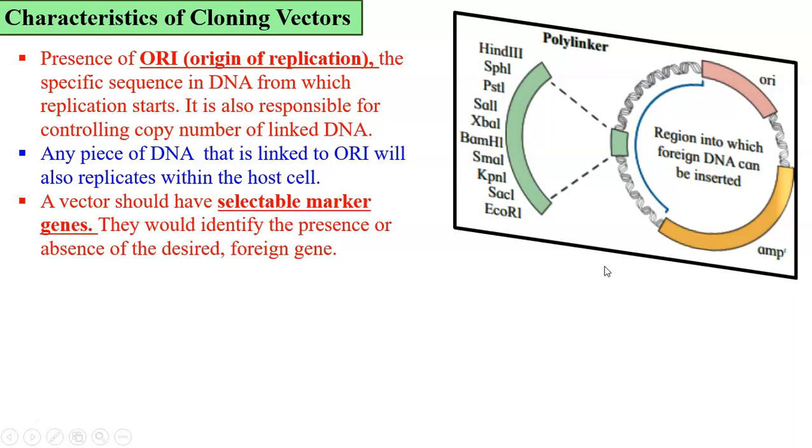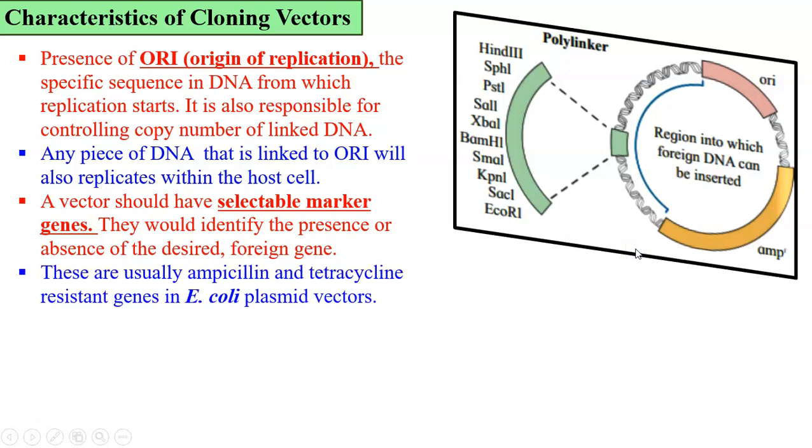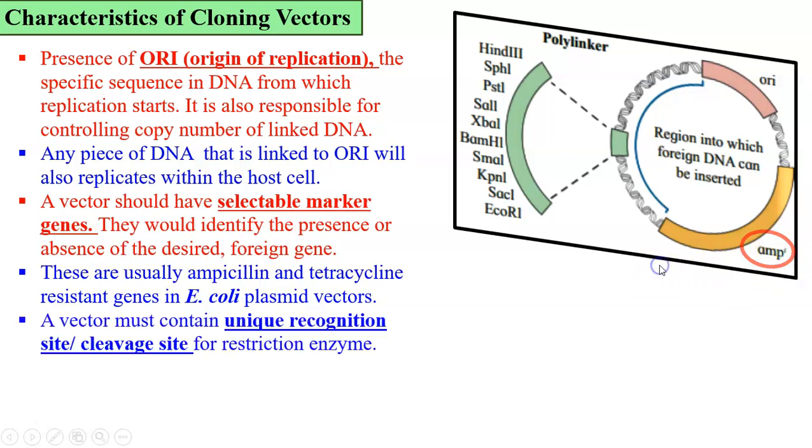A vector should always have selectable marker genes. They identify the presence or absence of the desired foreign gene, because the foreign gene is introduced into this selectable marker gene region. These are usually ampicillin or tetracycline resistance genes, especially both are found in E. coli plasmid vectors. Here we can see the ampicillin resistance gene acting as a selectable marker.